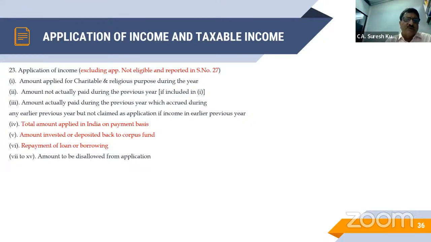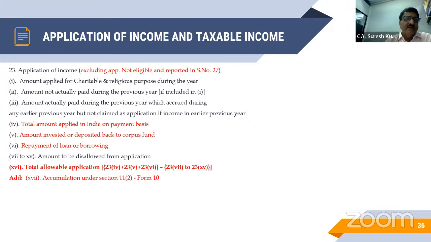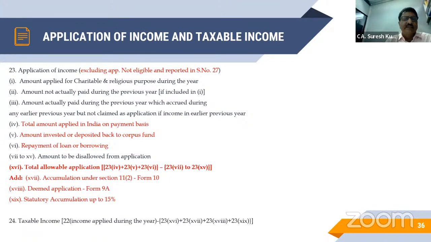And now clause 8 to clause 15, they classify the income to be disallowed from application. Then the total allowable application is the total amount applied minus the disallowed portion. Then you add 11(2) accumulation in Form 10, deemed application 9A, and statutory accumulation Form 15, and then the taxable income becomes the total income minus the clause 23 net result, and that becomes the taxable income.